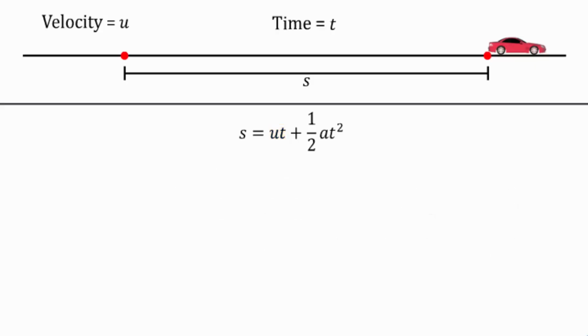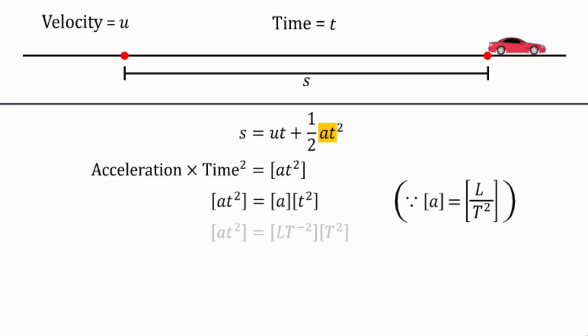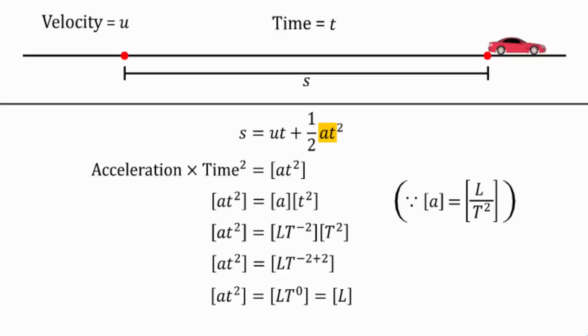The second term on the right-hand side of the equation is half at square. Half is a constant and thus does not have any dimensions. Here, it is the product of acceleration and time square. The dimensions of a are LT power minus 2 and that of t are T. Thus, the dimensions of at square are as shown.